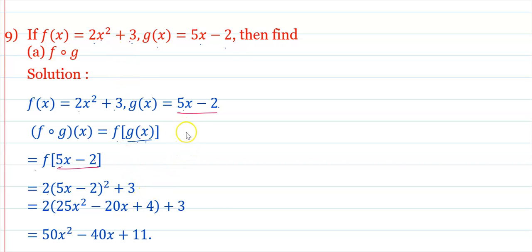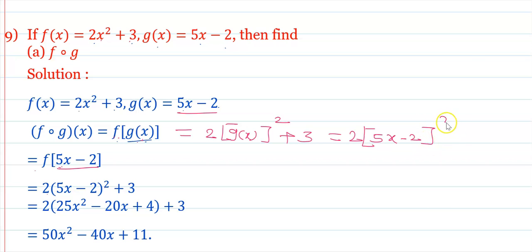Okay. And here again you can write like this. What is the f of g of x? F of g of x means what? 2 into g of x bracket square plus 3. And this is nothing but 2 times, what is the g of x? G of x is 5x minus 2 and it's a bracket square plus 3. That is 2 times (5x minus 2) bracket square plus 3.